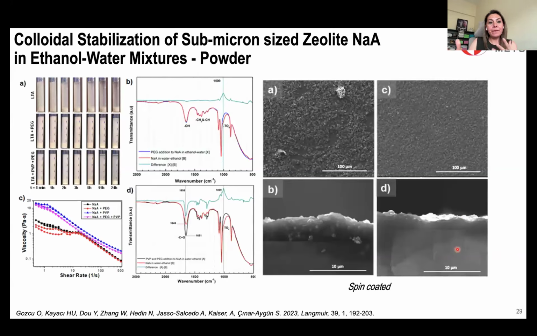Okay, if we are using mixed solvents, or if we have organic solvents, then we cannot rely on those aqueous chemistries. So the better option is generally the steric effect. For those zeolites, we used polyethylene glycol as a dispersant, and then we had to use PVP as a binder for other purposes. And with the optimum recipe, we could obtain homogeneously dispersed thin films from those zeolite suspensions.